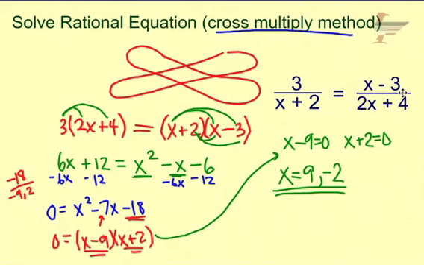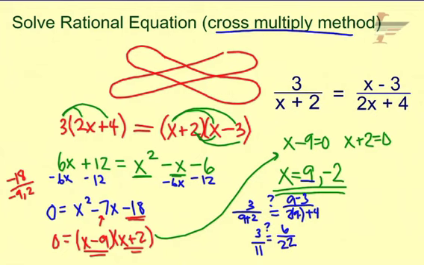If you just plug those back in, first I'll do the 9: 3 over 9 plus 2. Okay, so that's 3 over 11. Is that equal to 9 minus 3 over 2 times 9 plus 4? Well, 9 minus 3 is 6. 2 times 9 is 18. 18 plus 4 is 22. So is 3 over 11 equal to 6 over 22? Well, 6 over 22 can reduce if you divide them both by 2. We get 3 over 11. So the 9 works. That is a solution.